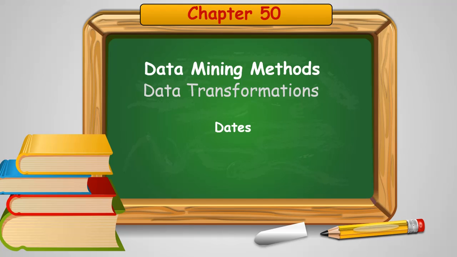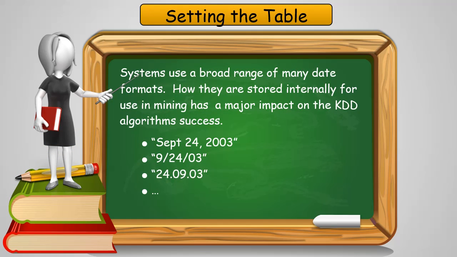In this chapter, we're going to look at date transformation. Systems and applications use a broad range of date formats to store dates, especially when they're not stored as a data type and are stored as character strings. And they have major impacts on the knowledge discovery algorithms that we're going to be introducing. So this is an important topic.